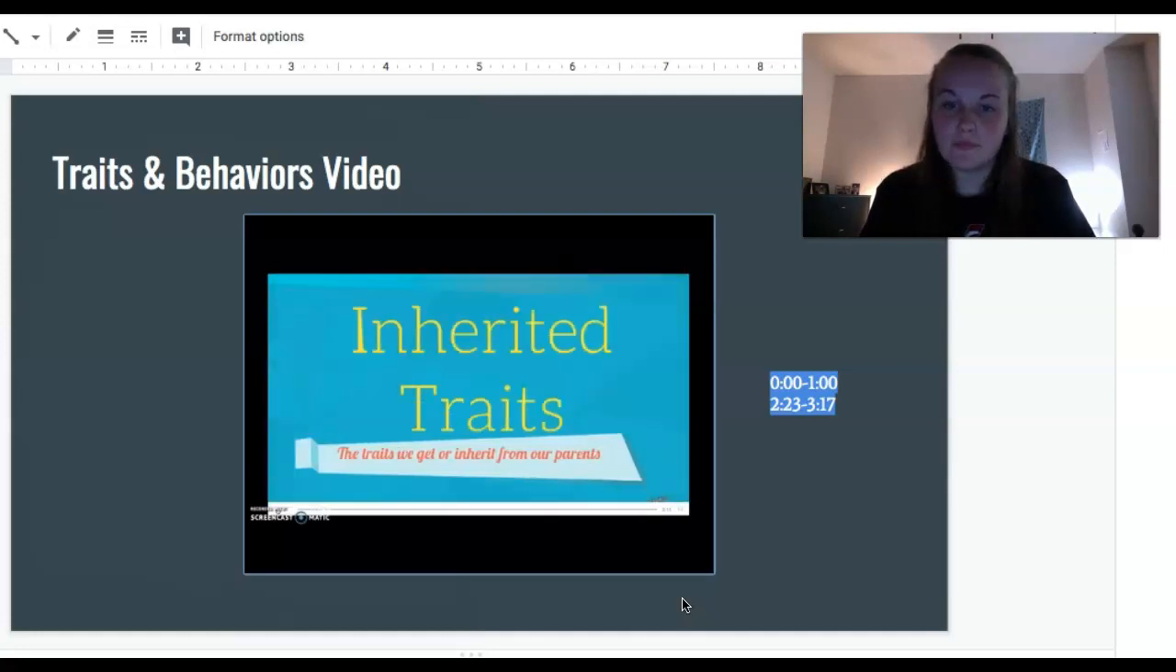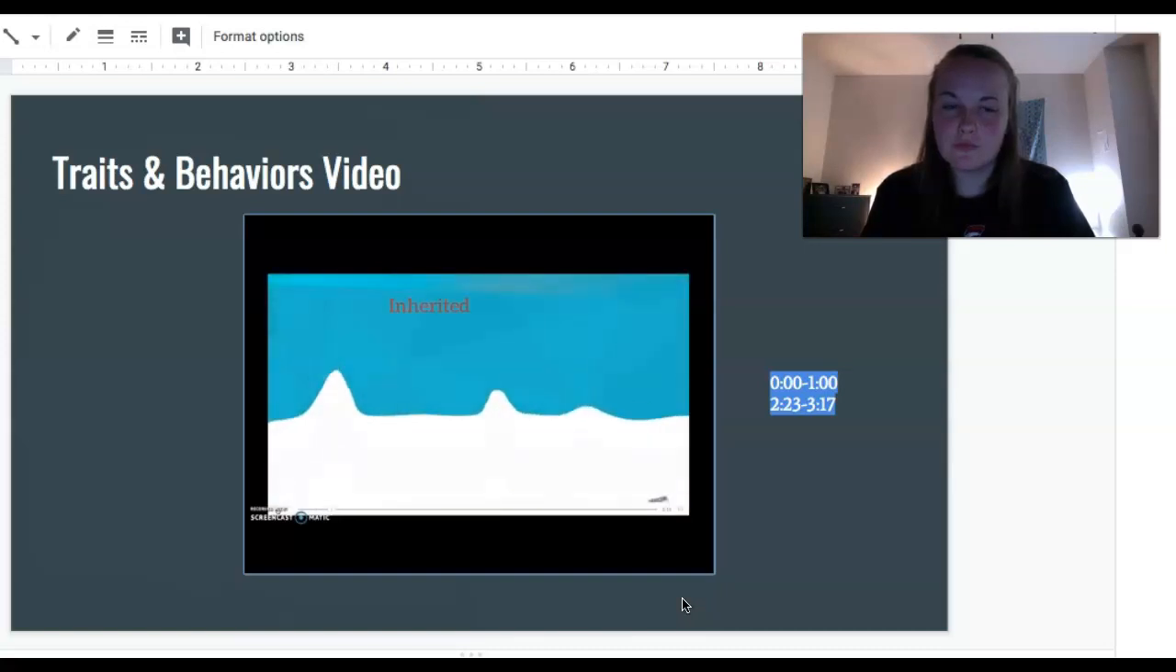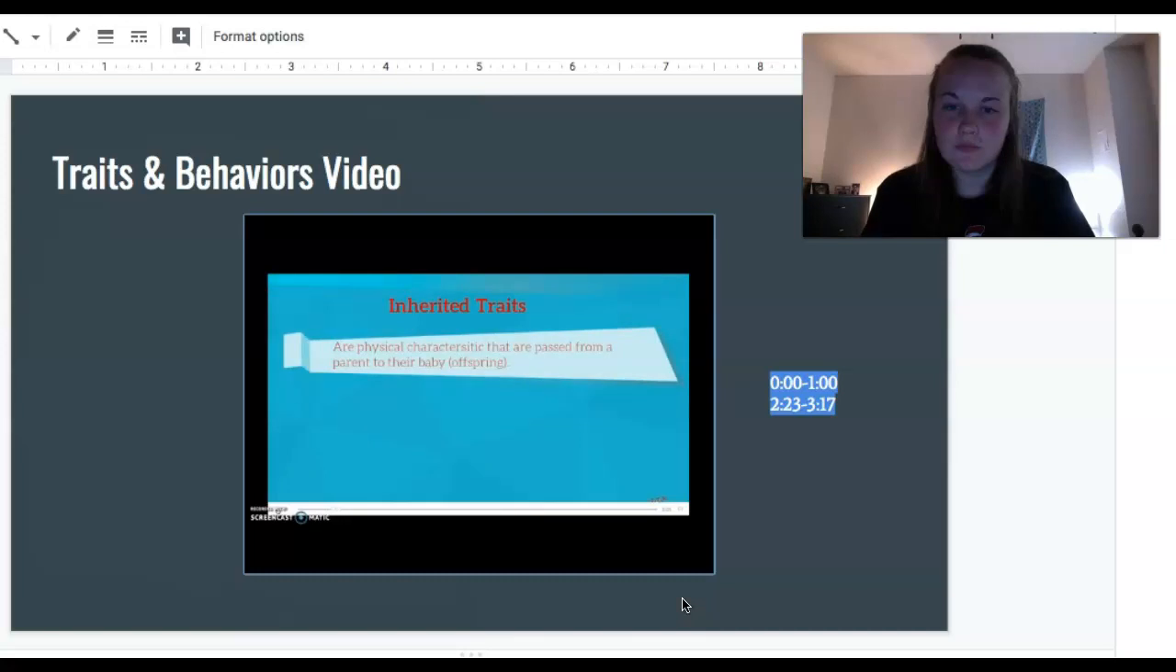Inherited traits. They are the traits we get or inherit from our parents. Inherited traits are physical characteristics that are passed from a parent to their baby, also known as offspring. Humans and other animals are a mix of characteristics from their parents. That is why we look like our parents.